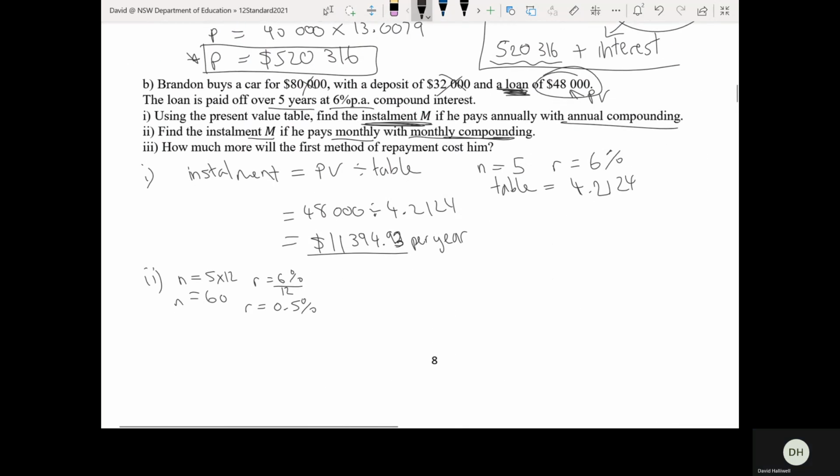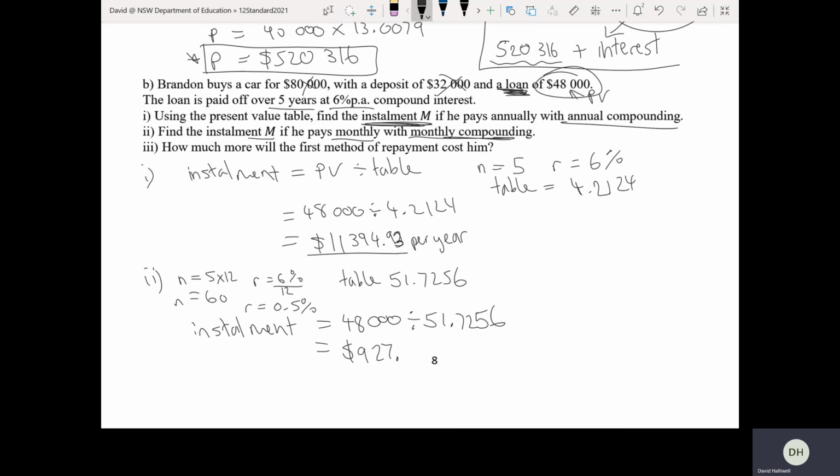51.7256. I'll write table 51.7256. Okay, so my installment, I'm not going to rewrite the formula. We're going to go straight to the PV, which is 48,000, divided by my new table factor. Okay, and when we put that into our calculator, you should get 927.97. And because our installments are now monthly, that'll be per month. That's part 2 done.